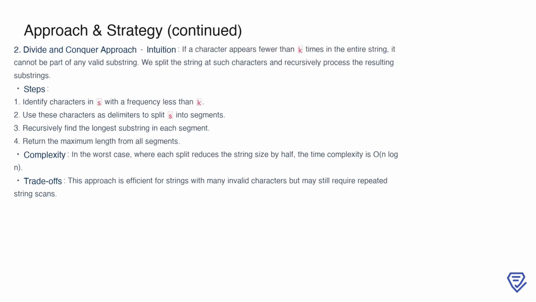To improve efficiency, we explored the divide and conquer approach. The key insight here is that any character appearing fewer than k times in the entire string cannot be part of any valid substring. Using this observation, we divide the string into segments by splitting it at these invalid characters and then process each segment recursively. The steps involve identifying characters with frequencies below k, using them as delimiters to split the string, and finding the longest valid substring in each segment. Finally, we return the maximum length among all segments.